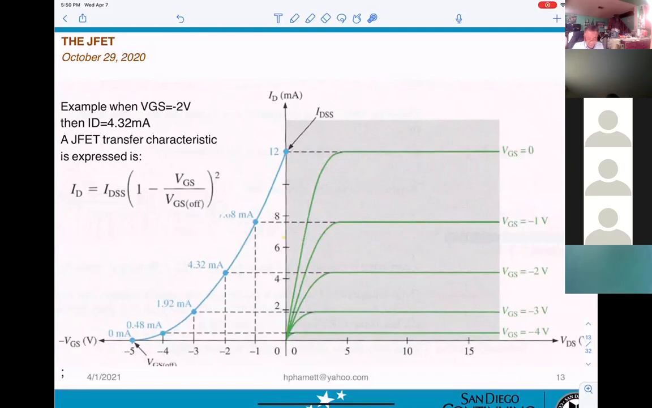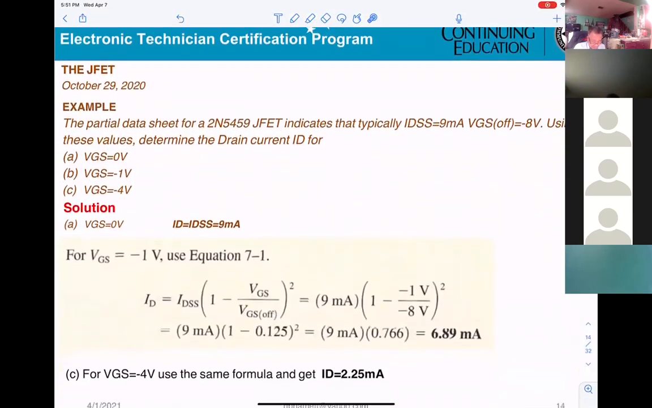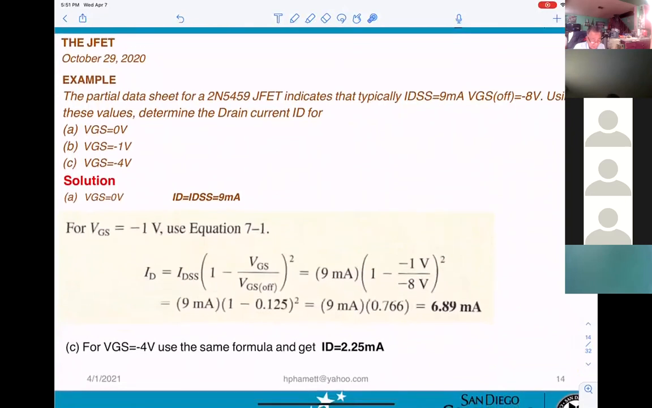Mr. Pham asks: the blue curve, you call it a transfer curve, right? Yes, that's the transfer curve. That is basically just the curve for this equation here. Okay, got it. Thank you. Now, the partial data sheet for a JFET indicates IDSS equal to 9 milliamp and VGS off equal to minus 8 volt.